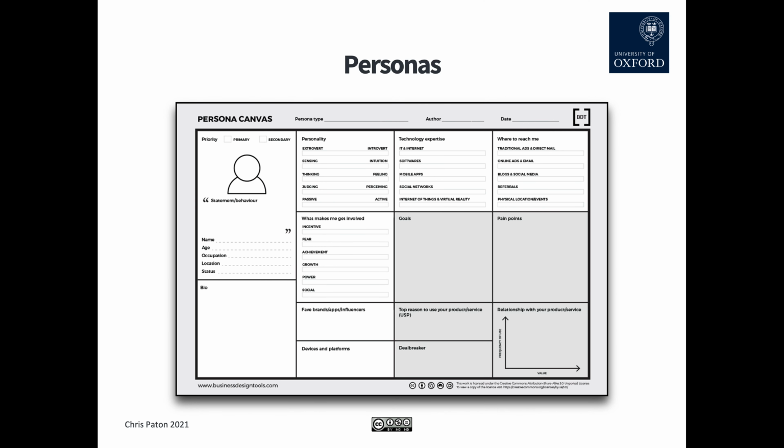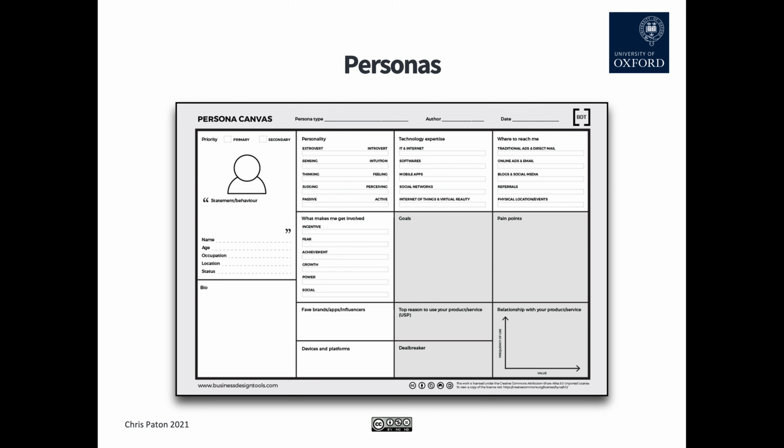So the first thing that lean UX talks about is personas. And these are quite commonly used, not just in lean UX, but in all types of human-centered design processes. Personas are basically examples of your end users that might be interacting with your products.